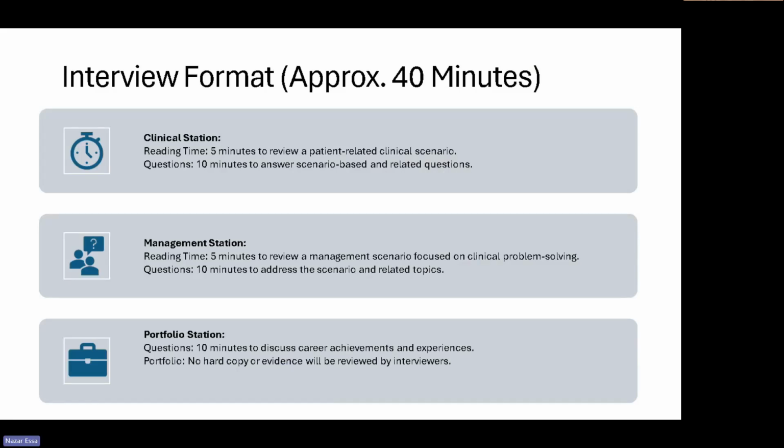The interview time is 40 minutes, divided into 3 sections. The first one is the clinical station, which is 15 minutes.